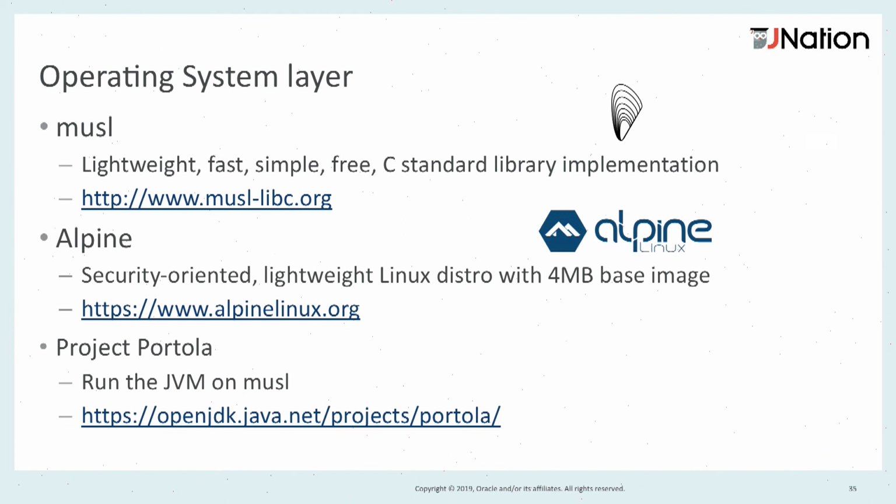The issue that we have today is that Alpine relies on musl, and OpenJDK relies on glibc. So basically, the standard library that is used between the C++ code of the JVM and the operating system layer are different. OpenJDK is using glibc, and Alpine is using musl. The good news is that we have Project Portola, whose goal is to build OpenJDK on top of musl. So with Portola, we can use OpenJDK on top of Alpine. So that's one thing that we can do to basically reduce the size of our layers, at least at the operating system layer.